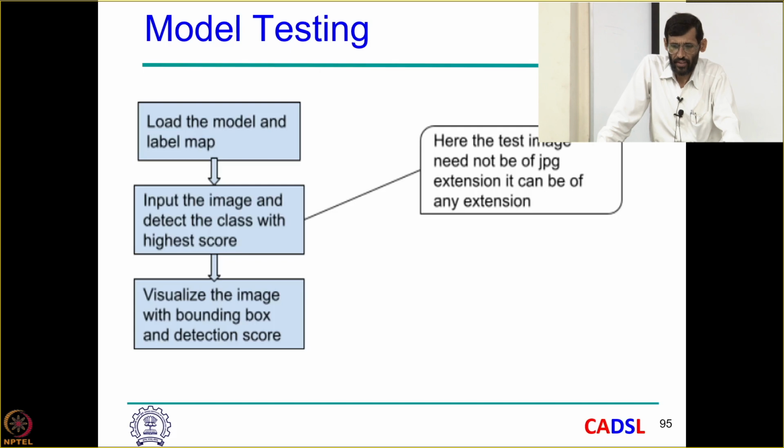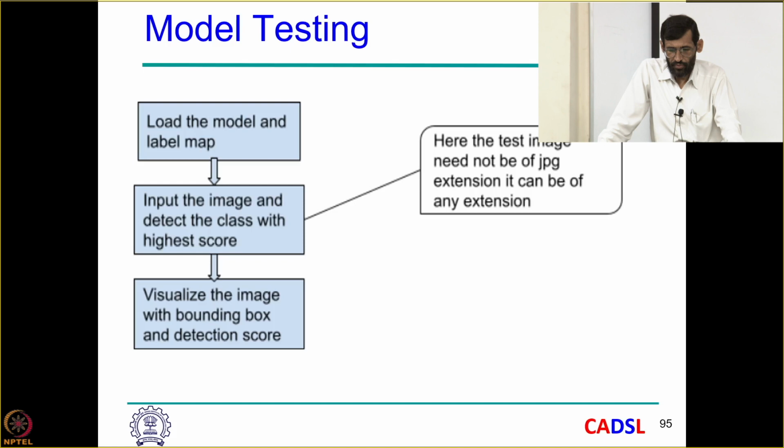Once we have trained this, you load the model and the label map that you have, then you get the input image, and from this the model detects which class it falls in, whether it is one of the logos that you have, or a different logo, and if it is a different logo, it will detect that.